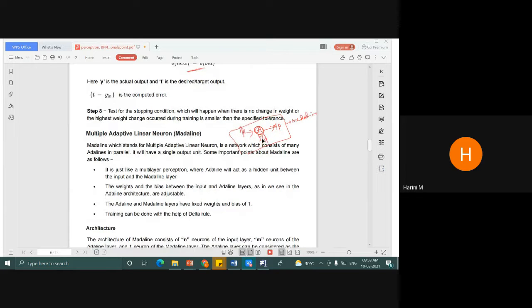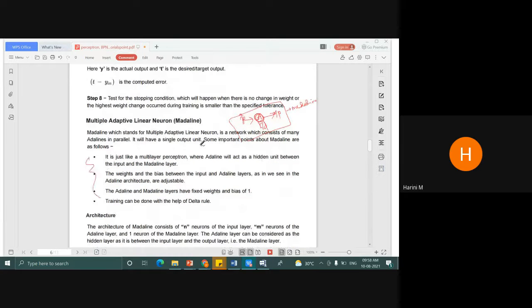The same characteristics are given here. Adalin will act as a hidden unit and the weights are adjustable. So you have the weights and bias initialized as one, and again you use the delta rule here. Wherever you have the back propagation concept, you will be dealing with the delta rule, because this delta is nothing but target minus obtained value. So this is associated with back propagation.